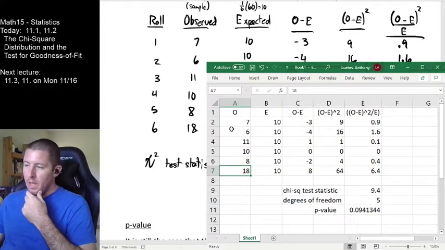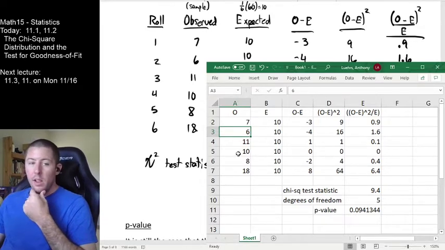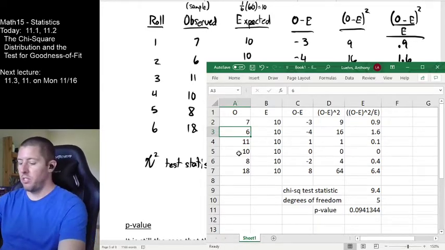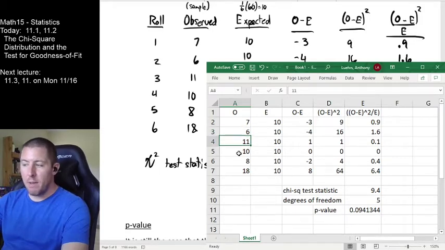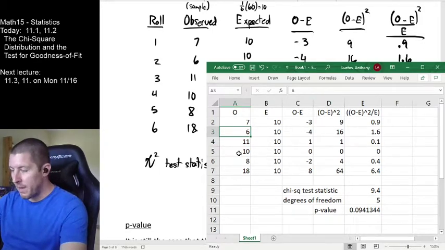For example, in this case right here, I have 6 observations of a 2. Let's bring it down to only 5 observations of a 2. And let's give that extra observation to the 3s. It had 1 more. Let's make it 2 more. So I'm going to make this 5 and 12.